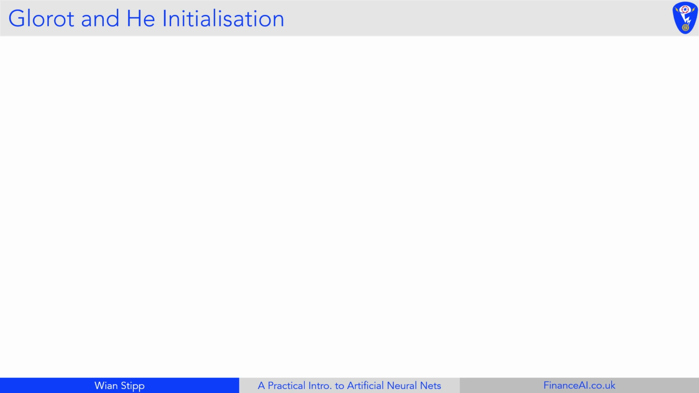Okay, so we're going to start off by talking about some initialization techniques, and namely the Glorot and I'm not sure how to pronounce the second one. We're going to go with He, but I'm almost sure that's incorrect.